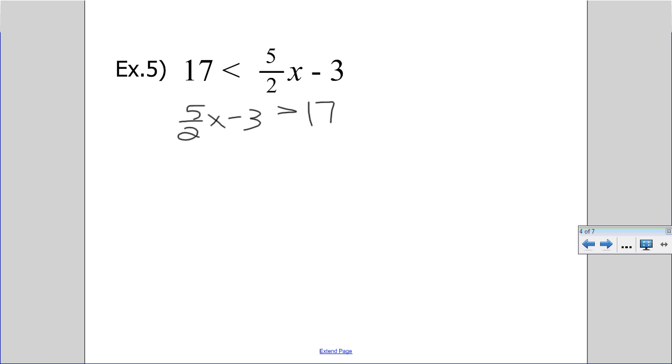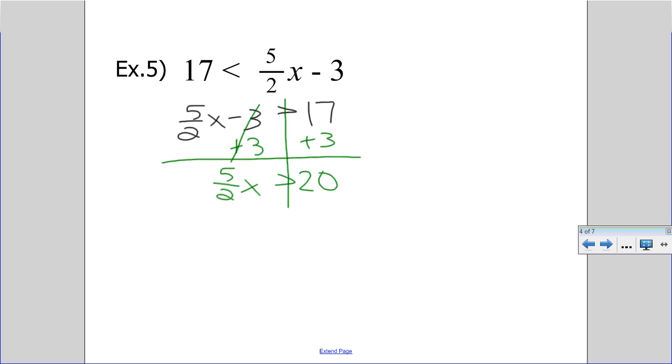Guys, this one's a little bit easier because how many x's do I have? Just 1. So Tyler, when I only have 1 x, I'm going to have to get rid of this minus 3 first. So how do I do that? Well, how do I undo subtract 3? We're going to add 3 to each side. Good job. So I've got 5 halves x is greater than 20. How do I get rid of 5 halves? You can multiply it by 2/5. You can multiply by that reciprocal.